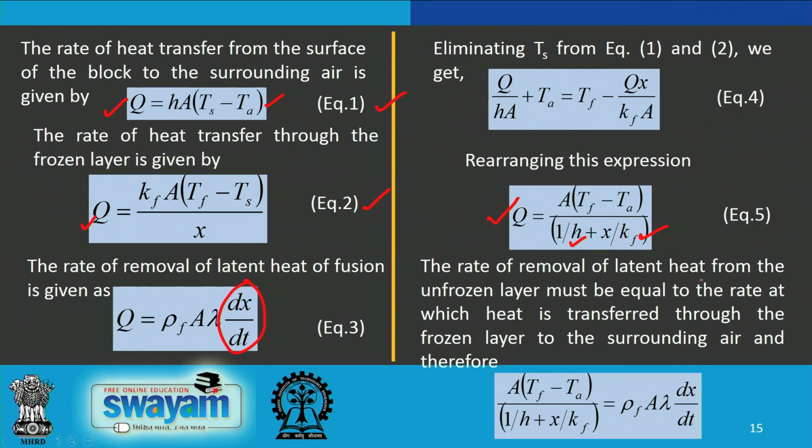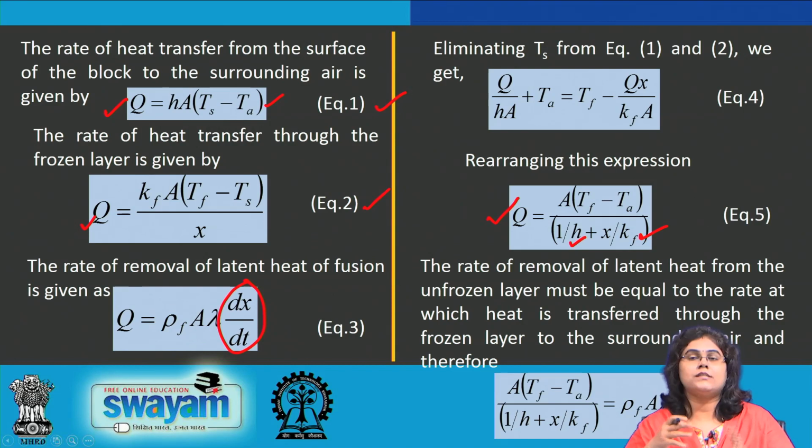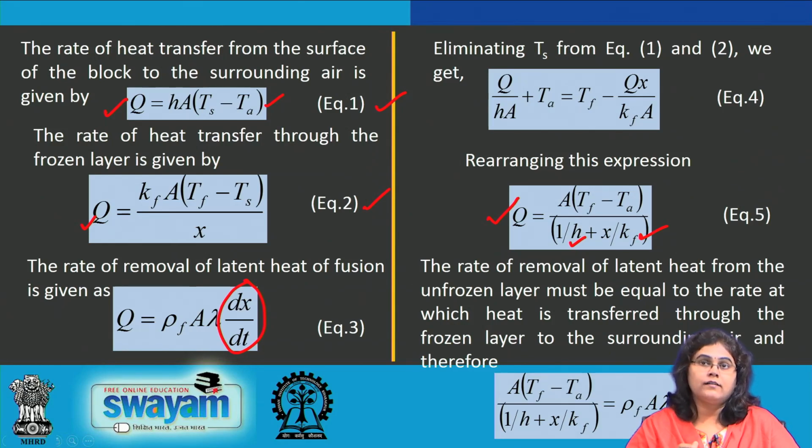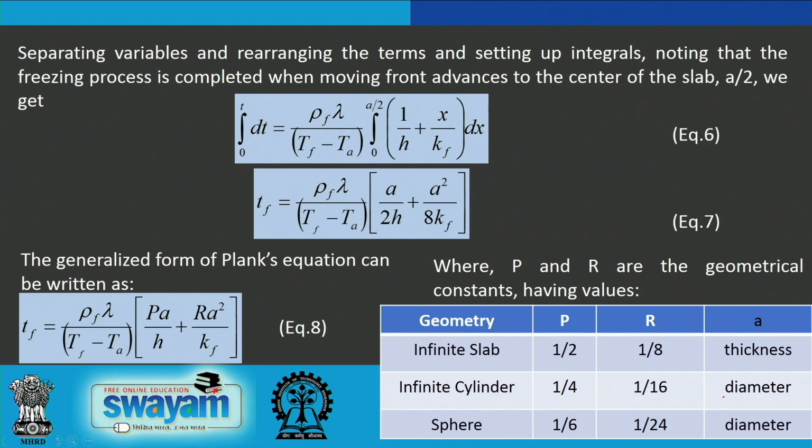The rate of removal of latent heat from the unfrozen layer must be equal to the rate at which heat is transferred through the frozen layer to the surrounding air, because this is the condition when we can say that the freezing process is continuing. That means, both should be equalized. So, once we do that, we again rearrange the equations and integrate it with proper limits.